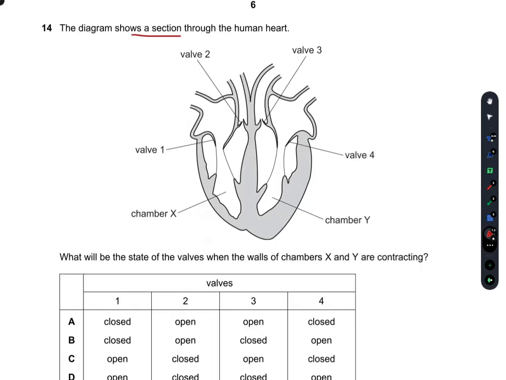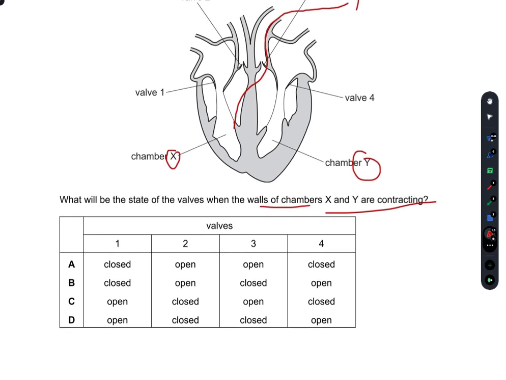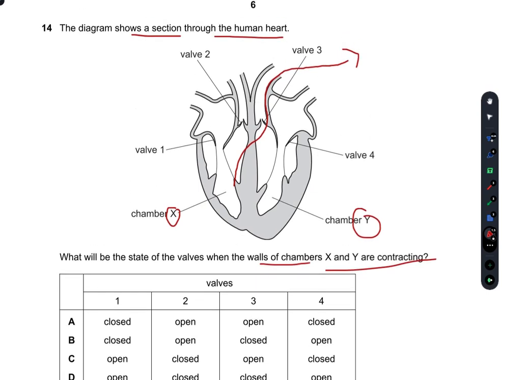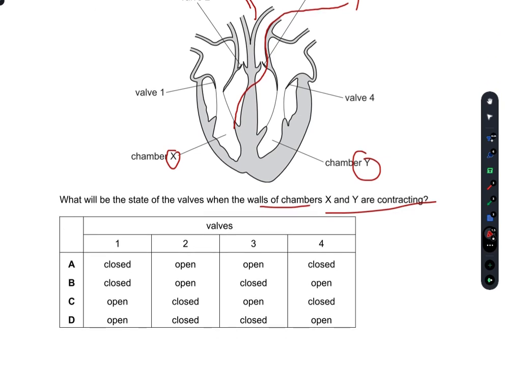The diagram shows a section through the human heart. What will be the state of the valves of chamber X and chamber Y when they are contracting? When this chamber X is contracting, it sends blood to the heart. And when this Y is contracting, it sends the blood to the body through the aorta.